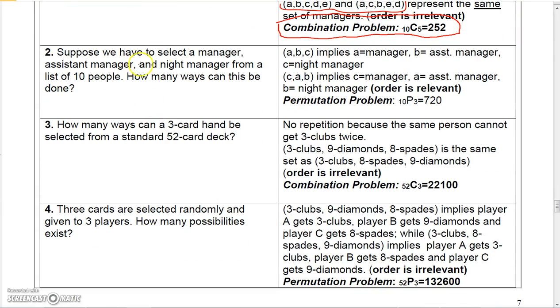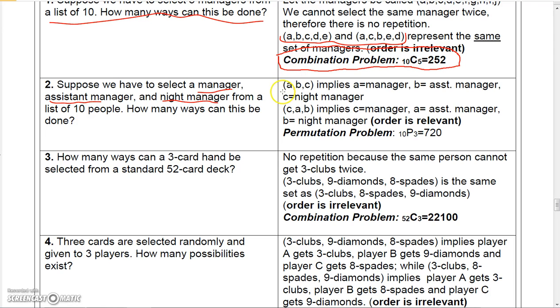Now the next one, suppose we have to select a manager, assistant manager, and night manager from a list of 10 people. These assignments change the above problem from a combination to a permutation. The same thing is true about repetition here, but let's say A, B, and C implies A is the manager, B is assistant manager, C is night manager. If we rearrange the order, we would get C as manager, A as assistant manager, and B as night manager. So obviously the order is relevant because we're making assignments here. This would be a permutation problem. Out of 10 managers, how many ways can I assign the 3 positions? So it'd be 10P3, which is 720.